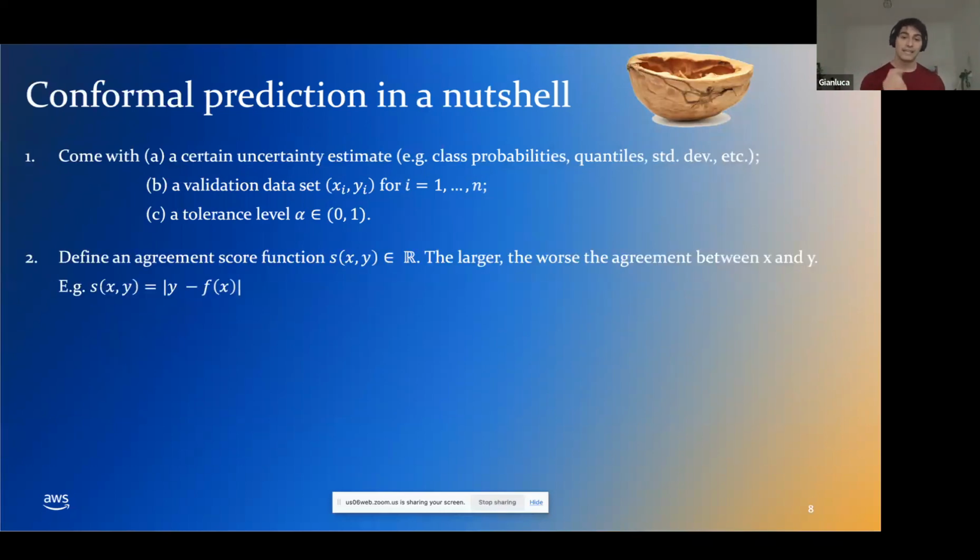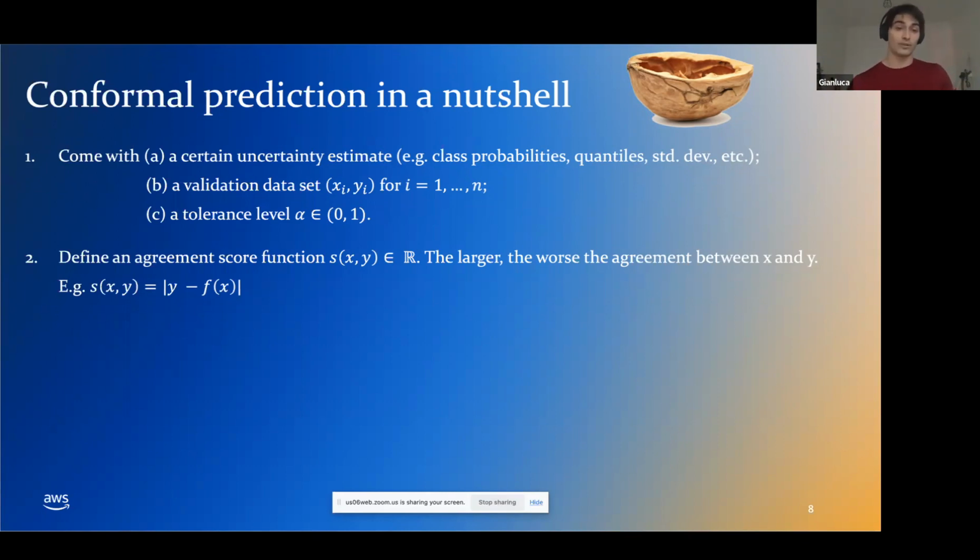Okay, so maybe the key crucial point of conformal prediction is that you try to define an agreement score function. Actually, I should have said a non-agreement. This is a non-conformity score. It's usually defined as S of x and y, okay, is a non-conformity score. So it tries to measure the disagreement between y and the model applied on x, okay? Now you could define your non-conformity score in the way you want. The idea is that the larger the score, the worse the agreement between x and y.